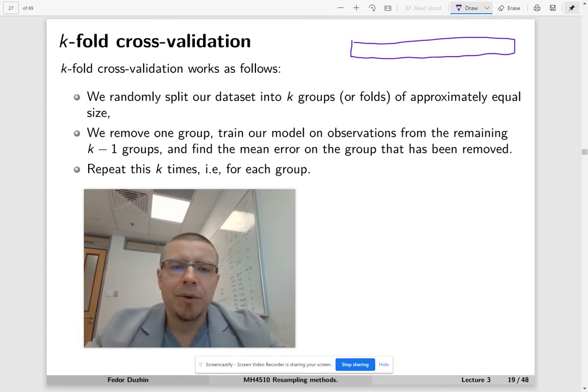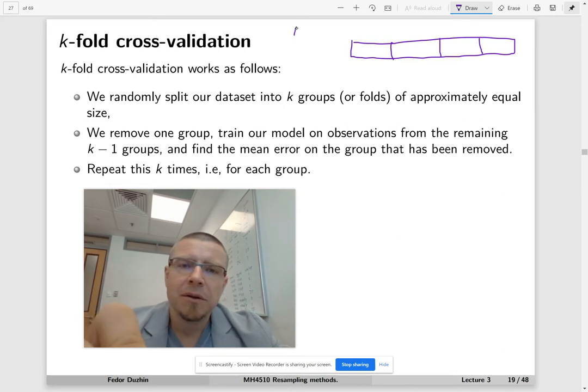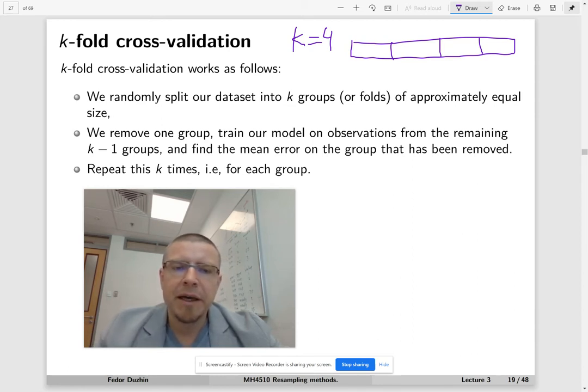So if we have a data set, I'm going to draw it like a long box. We are going to split it into k groups or folds. Let's say, for the sake of this example, I'm going to use 4 folds. And then we are going to train. If k is 4, then I'm going to train 4 versions of our model. Right? So it goes like this.